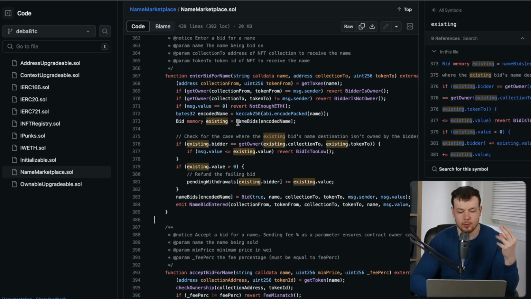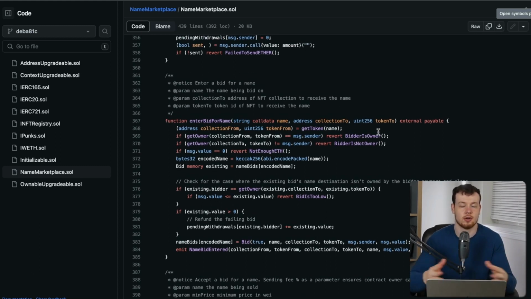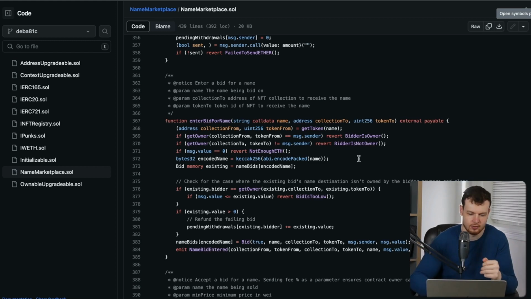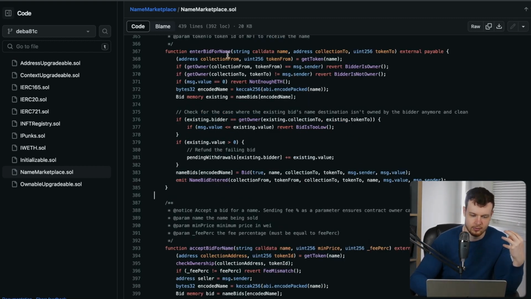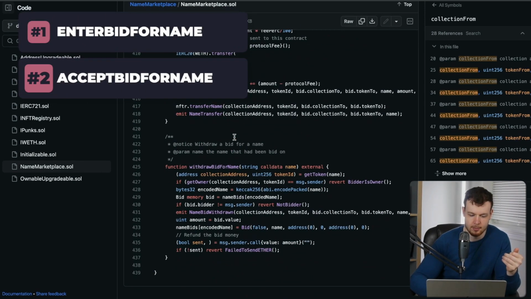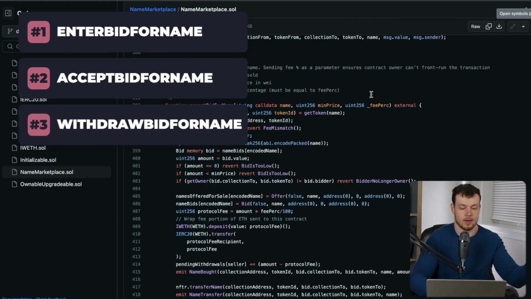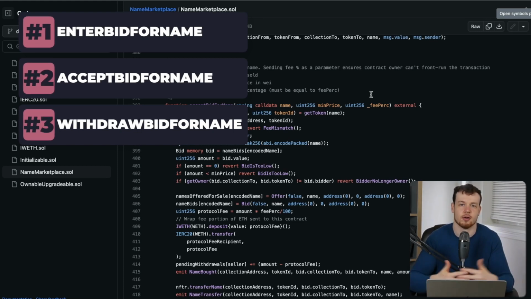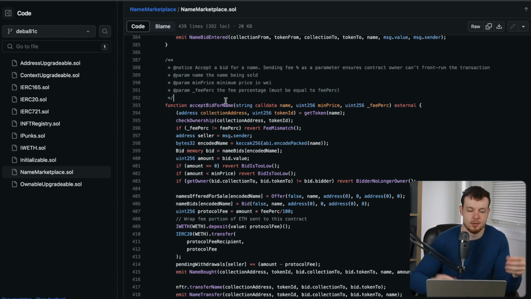Now, before we read over the description here, let us go and actually just have a quick look at the corresponding code and just get some high-level context here. So of course there are 3 functions that we want to focus on for this finding. This is enter bid for name here, then we have accept bid for name, and we have withdraw bid for name. So the people who put up a name, which you can basically think of as just an NFT for our intents and purposes here, can put a name up for sale and then people will bid on it.